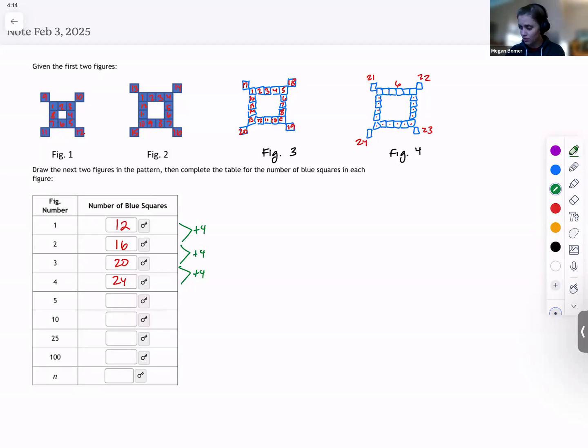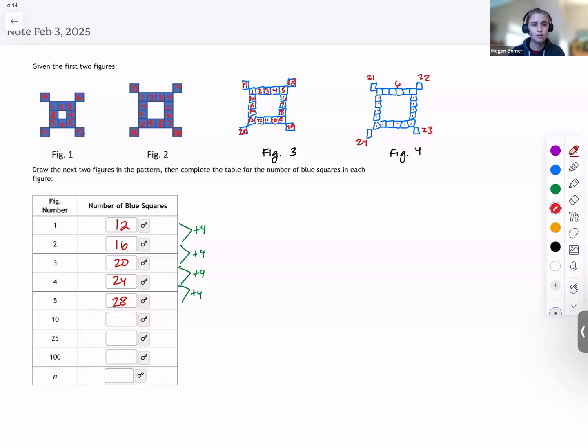So even though I didn't draw out the picture, using just this idea of adding 4 each time, I know that the next figure, if I had drawn figure number 5, should have 28. But then in our table, we don't have 6, 7, 8, 9, and we could fill those in, right? Just keep adding 4 until we got to 10. But do we really want to do that to get to 25 and 100?